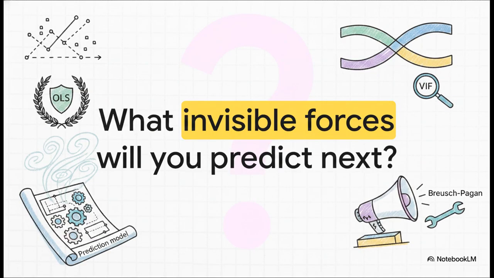And there you have it. You now understand how to lay a mathematically perfect OLS foundation. You know how Gauss-Markov proves it's the gold standard. You know exactly how to spot overlapping beams using VIF, and how to repair wobbly megaphone floors with a Breusch-Pagan test. You are leaving this explainer equipped with the ultimate analytical toolkit. So the only question left is, now that you have the blueprint to build a perfect prediction model, what invisible forces in the real world will you predict next?